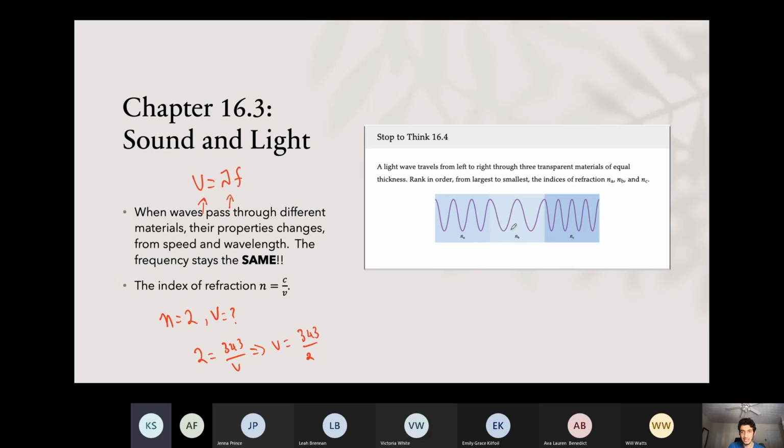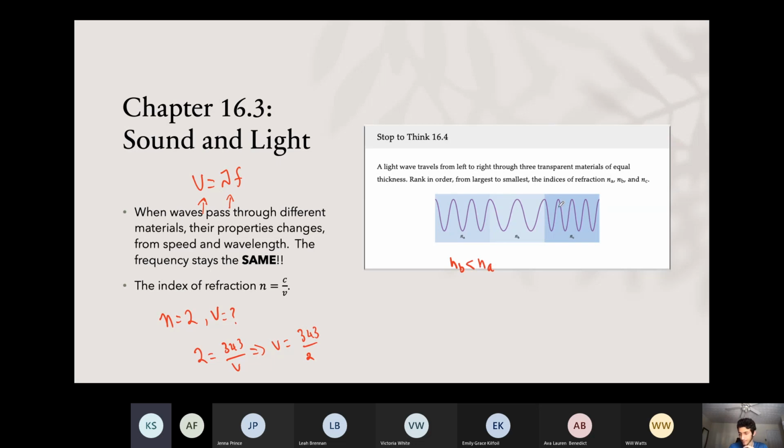So if it's less dense, that means the n is smaller, because the smallest n is equal to 1, and n can get much bigger than 1. So the smaller your n is, the less dense your medium is. So now we know that NB is less than NA.